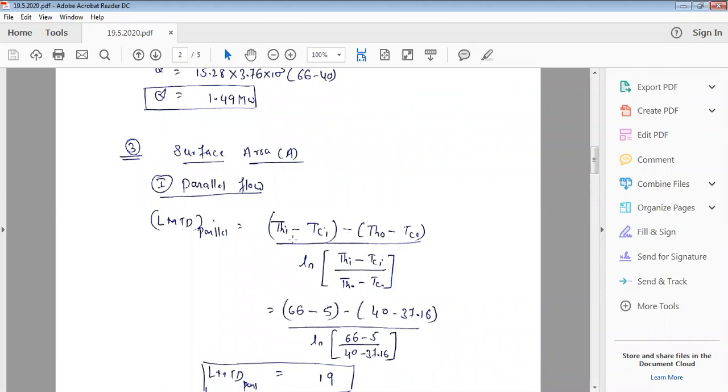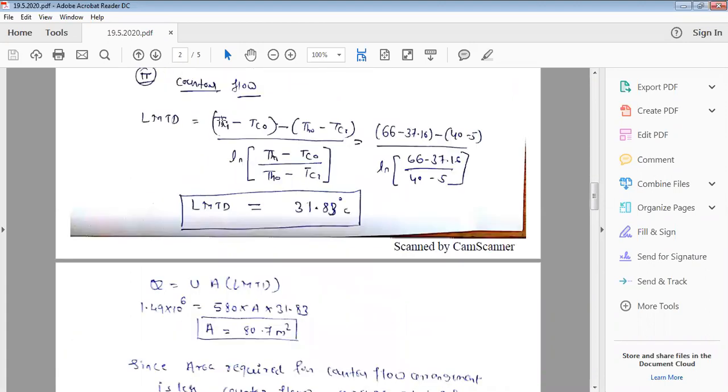Here you can see THI minus TCI, THO minus TCO. But here, THI minus TCO, THO minus TCI. Understood? Now a slight difference is there. That's why you're going to get a different temperature, 31.83 degrees Celsius. This is for counter flow.